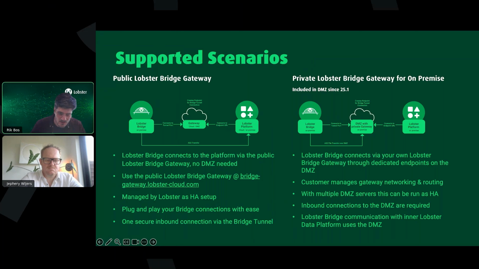That does mean that the customer needs a little bit more setup because they need to set up the gateway networking and routing, but they still don't have to set up a VPN. They still don't have to expose all those underlying systems. And then you can connect through that DMZ like you're used to with other types of integrations. We do see customers that use either of the two scenarios. And as I said, sometimes you want to connect multiple data centers, so that's why you can have multiple bridges.